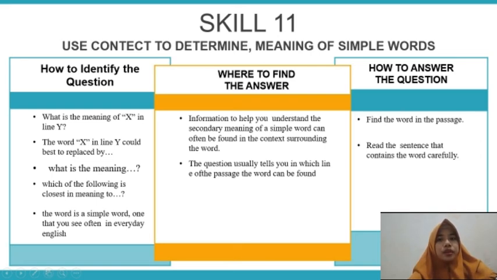Information to help you understand the secondary meaning of simple words can often be found in the context surrounding the word. Where to find the answer? The question usually tells you in which line of the passage the word can be found. How to answer the question? 1. Find the word in the passage. 2. Read the sentence that contains the word carefully.